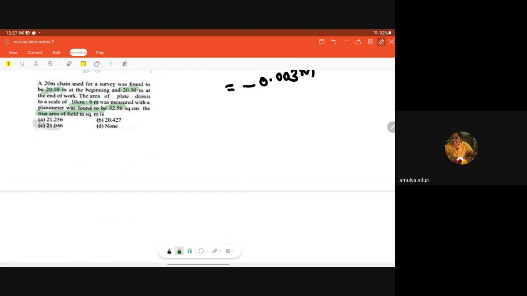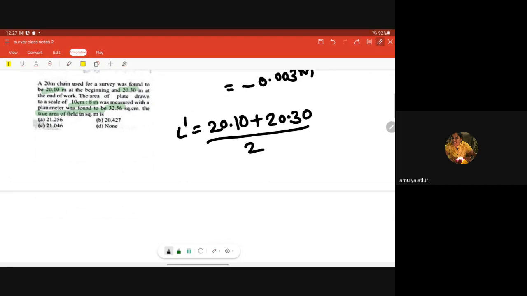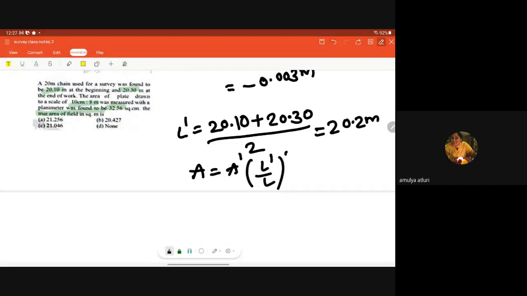Okay, got the point? So now we need to calculate the measured length first, L dash. So it is 20.10 plus 20.30 divided by 2. I have given you, we need to take the average error. So 20.2 meters, this is the average error. Next, how do we calculate area? Corrected area is equal to A dash into (L dash by L) whole square. You know it, right?